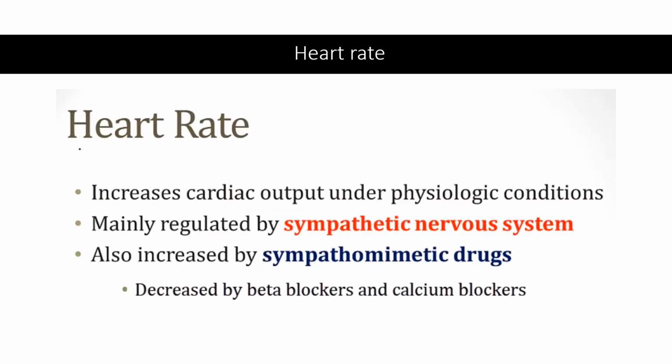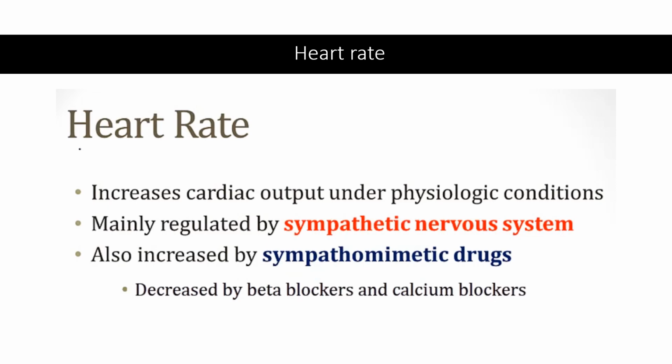So the next parameter which we are going to talk about is the heart rate. Heart rate increases the cardiac output under physiological conditions. Now you tell me, what is the formula of the cardiac output? Cardiac output is equal to stroke volume times heart rate. So whenever there is an increase in the heart rate, it will directly increase the cardiac output. This is mainly regulated by the sympathetic nervous system, and heart rate is also increased by sympathomimetic drugs.